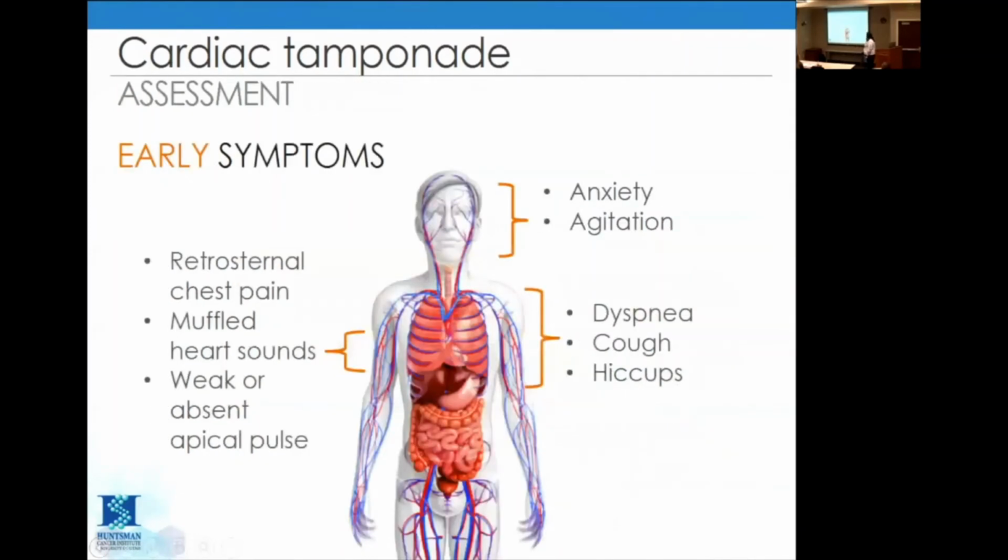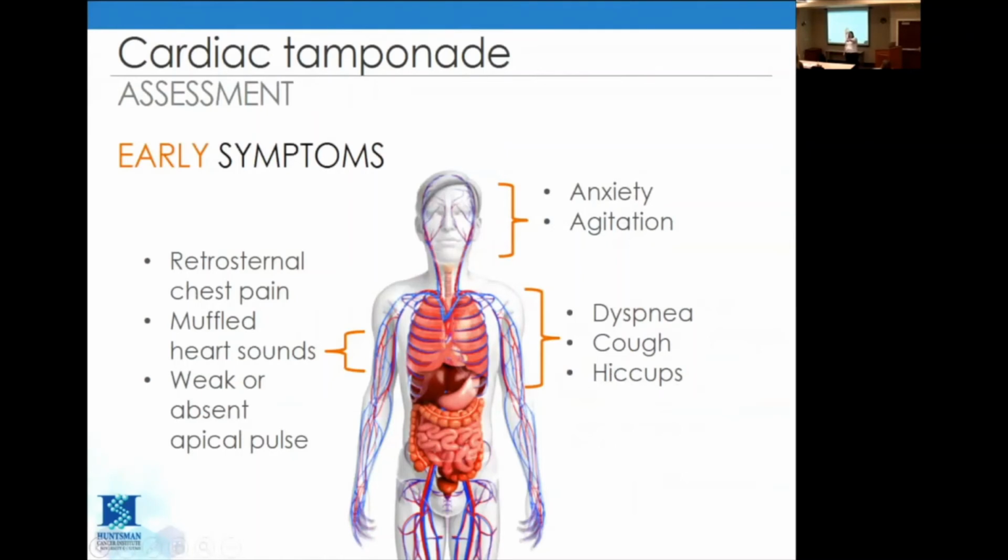So, early symptoms: chest pain, muffled heart sounds, weakness. Imagine your patient is a little anxious, with dyspnea, right? They feel like they can't breathe. Why do they feel like they can't breathe? They're not moving oxygen. There's no chemical exchange, right? Coughs and hiccups are one of the first and most common symptoms you're going to see. Why do you see coughs and hiccups in pericardial tamponade?